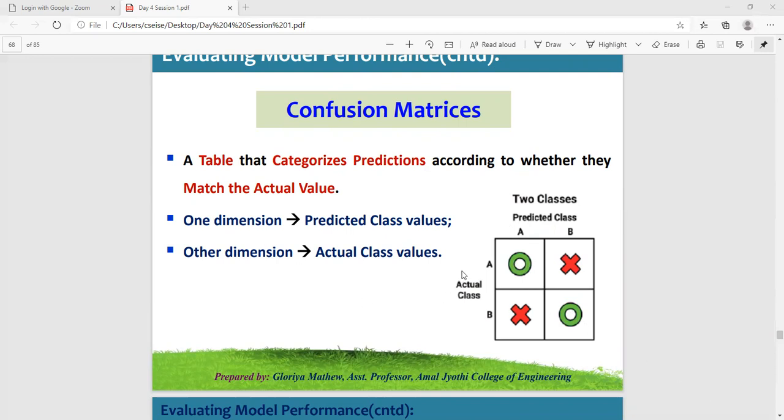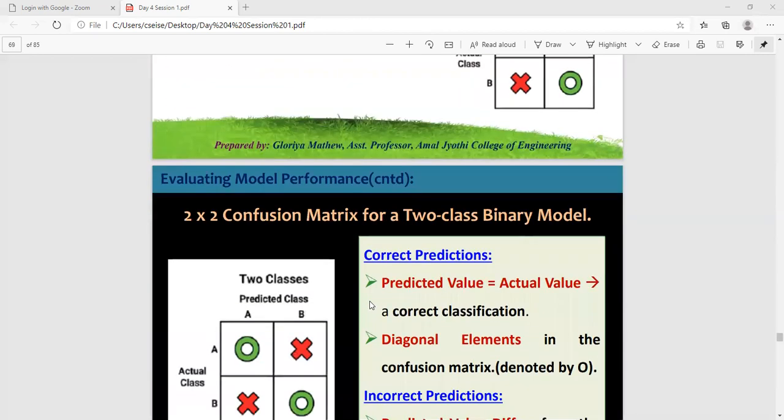So the actual value class and predicted class should be the same. Then only we can tell the performance is good. If both are different, then we can't say so. If here you say the actual class is circle, but predicted is something else, that means they are both wrong. Okay.